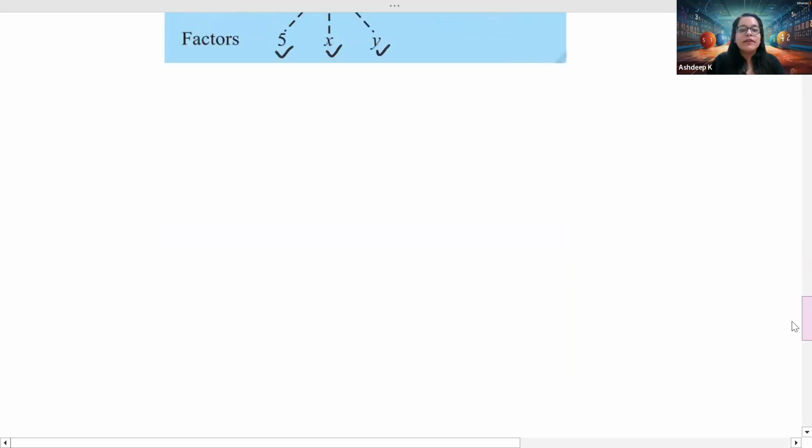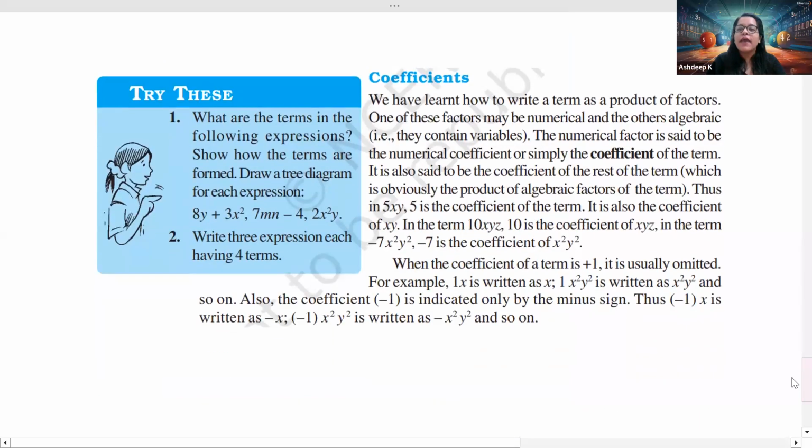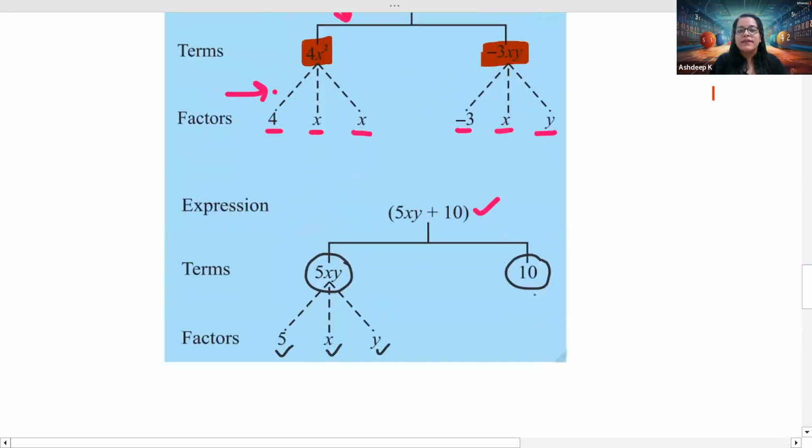So now moving further, we have a very important and last thing, that is coefficient. To understand this, we have learned how to write a term as a product of factors. Now, one of those factors, we saw, can be a numerical, or another might contain the variables, like we saw in the last example.